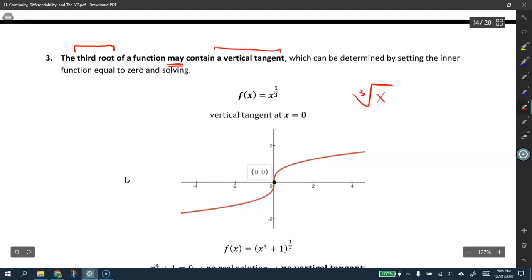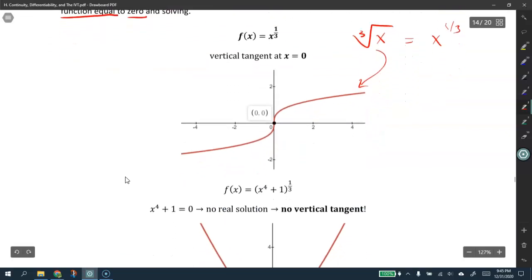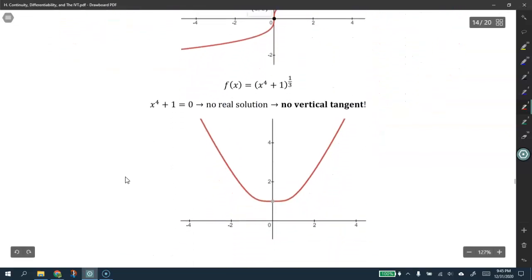And so the cube root family is shown to you in front. Of course, we've written it in its more common form in calculus, but that right there has a vertical tangent at x equals 0. And notice how you can still do the same thing. If you set the inner function equal to 0 and solve it, you can figure out where that vertical tangent would lie. And so take a look at this second function over here where you have x to the power of 4 plus 1 to the power 1/3.